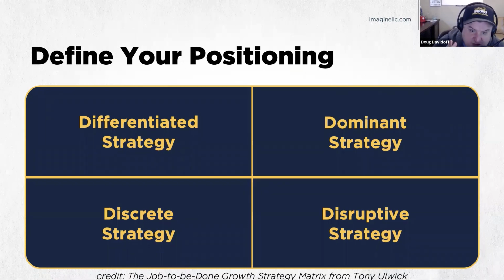And shout out to Tony Ulwick, who put this model together. There's actually a fifth component to it. I'm not going to discuss that today. It's called the Jobs to Be Done Growth Strategy. You can look it up online.